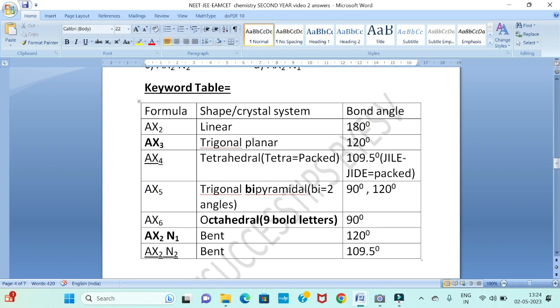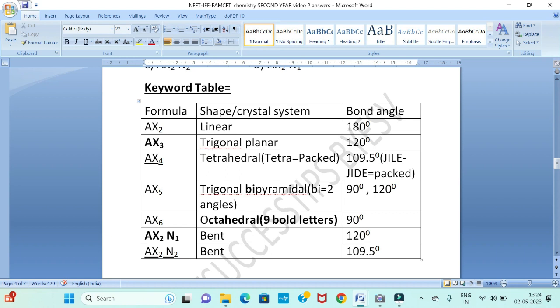Here AX3. If you divide into 3 parts, so 120, 120, 120, 3 times 120 is 360 degrees. In a circle, total 360 degrees. 3 means tri. Tri means three. It looks like trigonal planar.